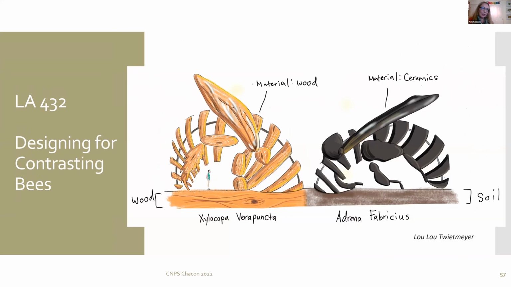What if we made a sculpture that celebrated the materials that these native bees use? How fun would it be to come across something like this in an ecological garden, or, you know, your bee garden, okay? We have carpenter bee on the left, we have Andrena, who lives in the ground, on the right.